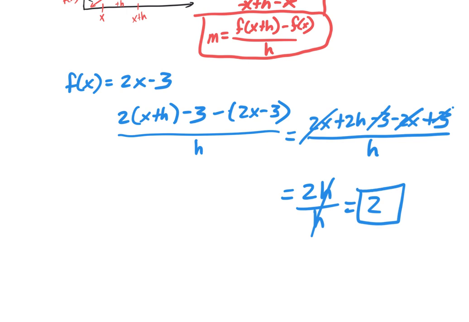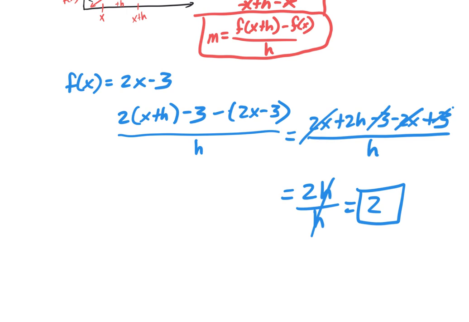But what did I tell you the difference quotient is the same as? Slope. What kind of equation do we have right here? y equals mx plus b, right? What's the slope of this equation? 2. The same as the difference quotient, okay?